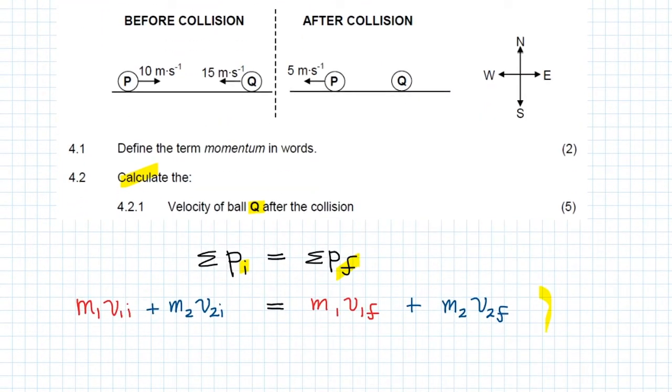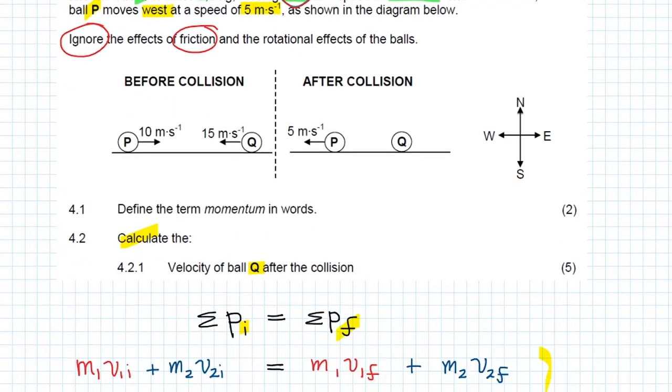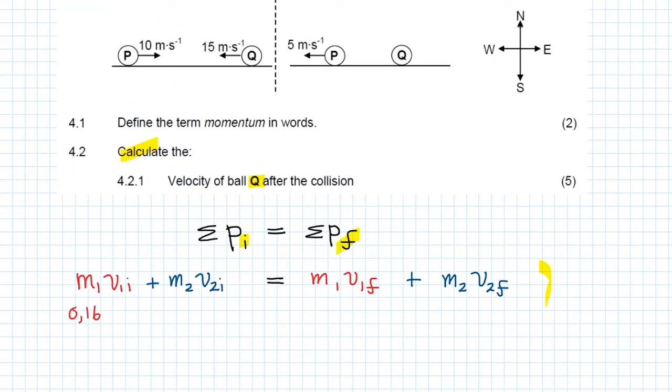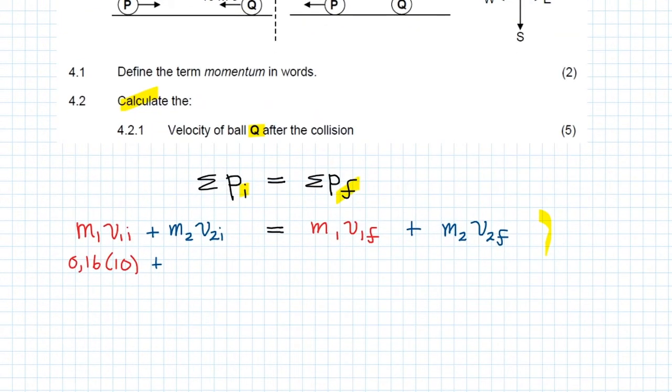The mass of the first object is 0.16 kilograms, and this object starts off with an initial velocity of 10 meters per second eastwards. So we plug in 10. We then say plus the mass of the second object. The mass of the second object was given to us as 0.2 kilograms, and its initial velocity is negative 15 because it was initially moving towards the west.